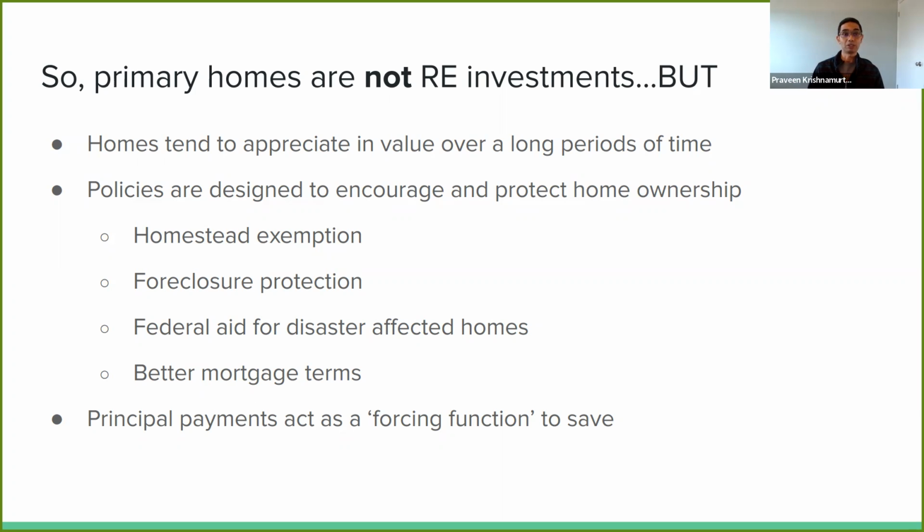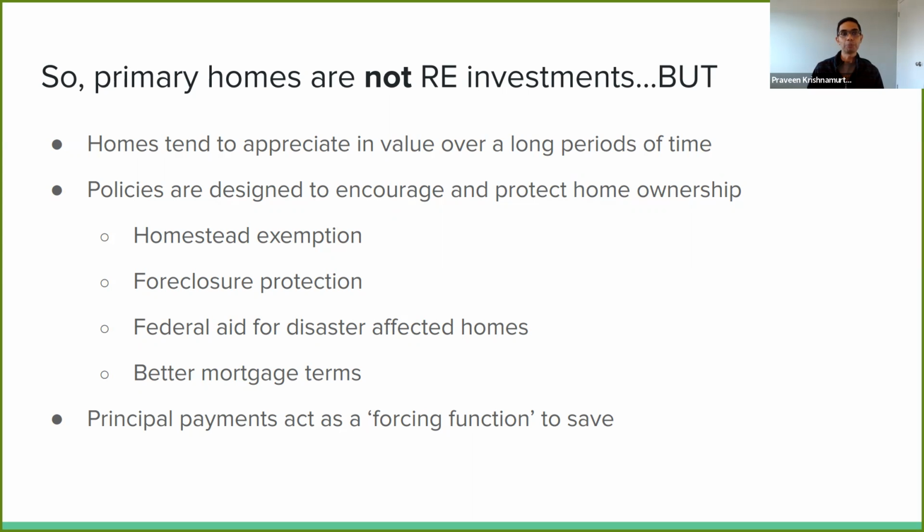And there are other things like federal aid for disaster affected homes. The mortgage industry is geared towards encouraging home ownership. So all these are great reasons why you might want to consider home ownership. It does act as a fairly solid tool to build wealth over a long period of time.